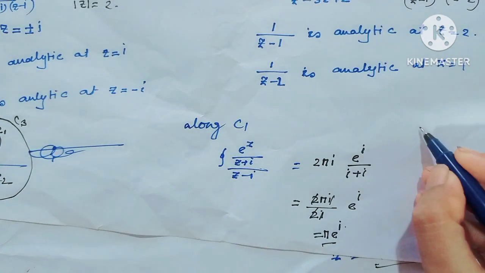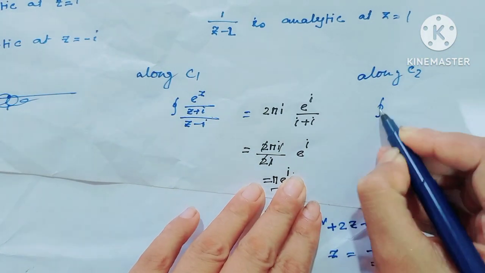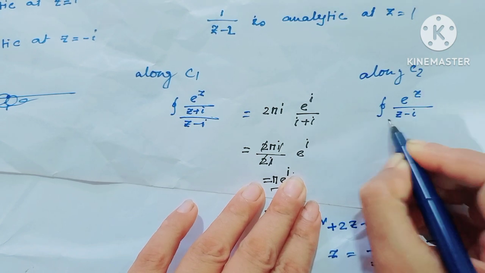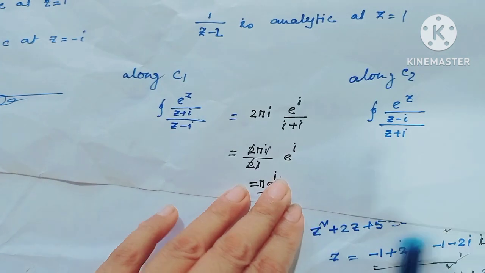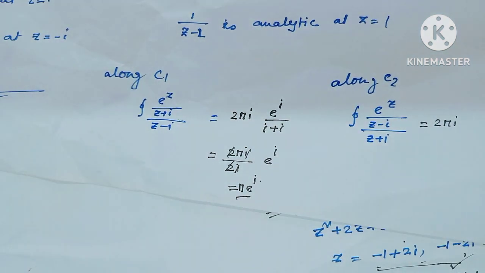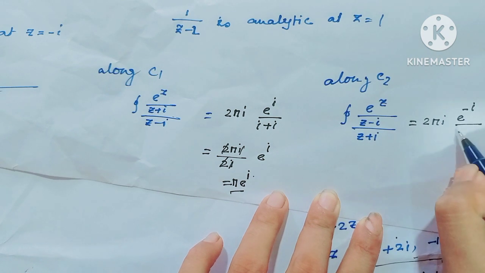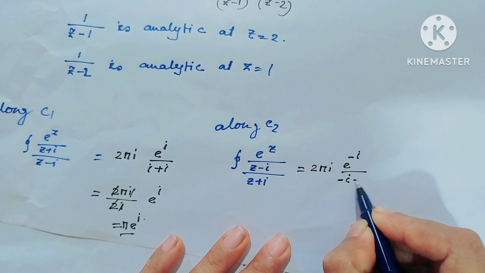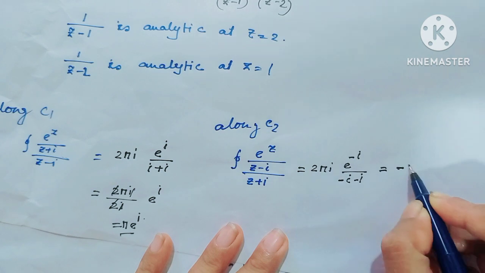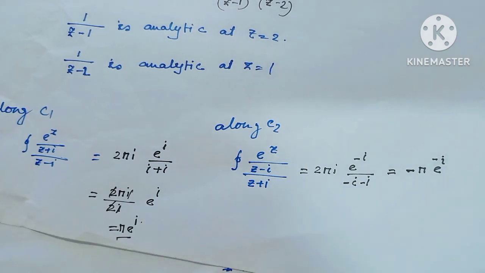And along the curve C2, the integration of e to the power z over (z minus i)(z plus i), this value would be 2 pi i e to the power minus i over minus i minus i. So this value would be minus pi e to the power minus i. I hope all my viewers have understood.